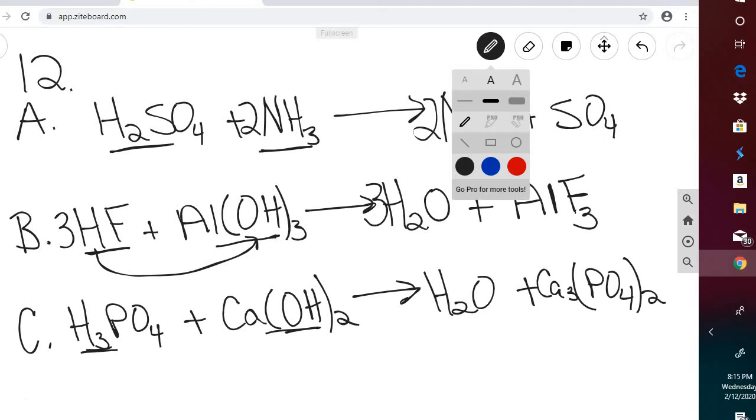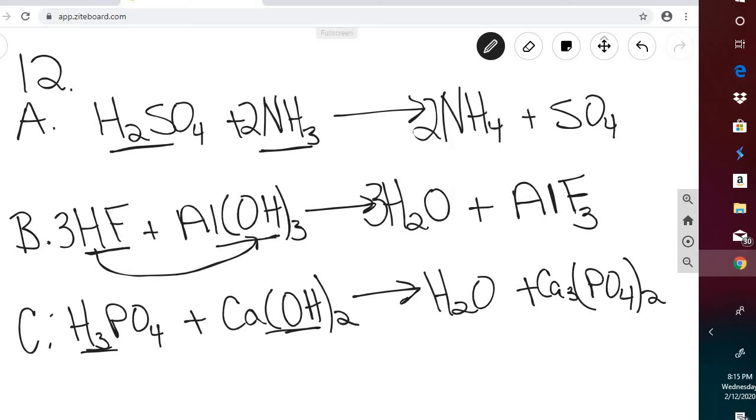So let's see, we have 2 PO4s over there, so let's put 2 here. Now we have 6, 7, 8 hydrogens over on the reactant side, so let's put a 4 here. Let me erase that, make that a little more clear. So if we put a 4 there, now the hydrogens are okay. Calciums, we got to put a 3 there. So now we're going to mess that up.